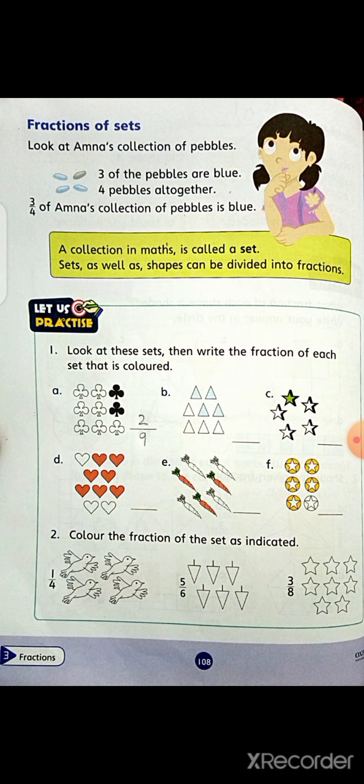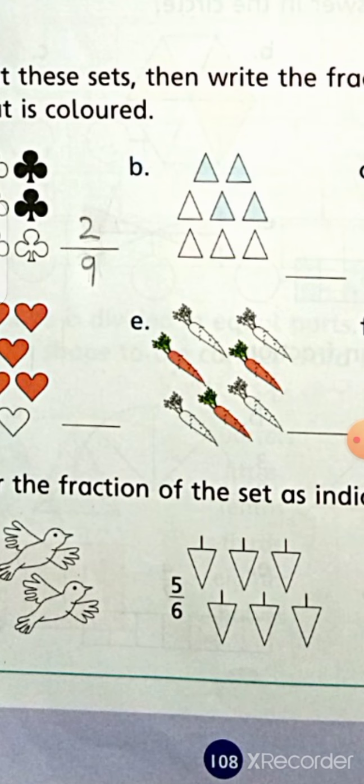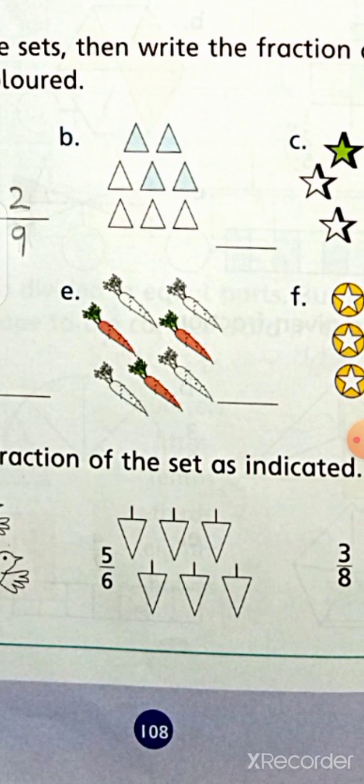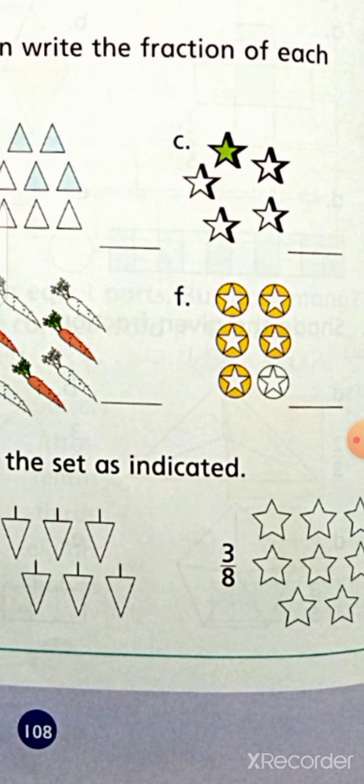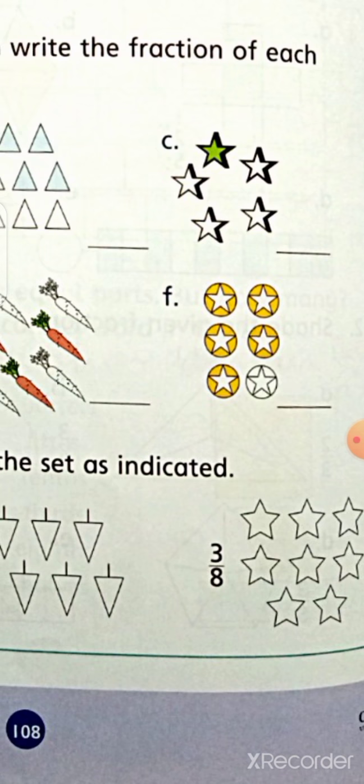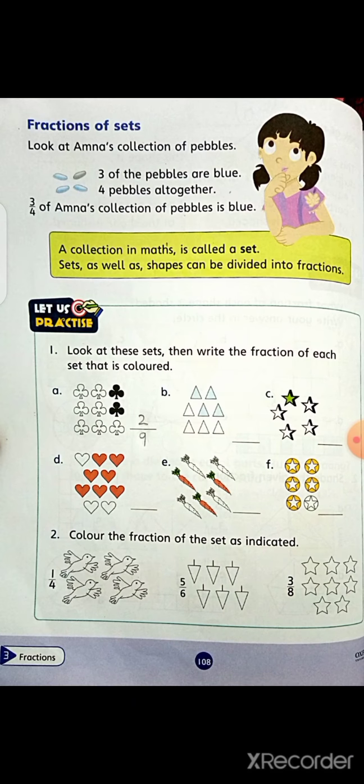In the same way, there are 6 cones. You can say the total number of things in the collection is 6 and the fraction given is 5 over 6, it means 5 figures you will color. In the same way, 3 over 8, so how many parts will you color? Very good, 3 parts out of 8 equal parts.